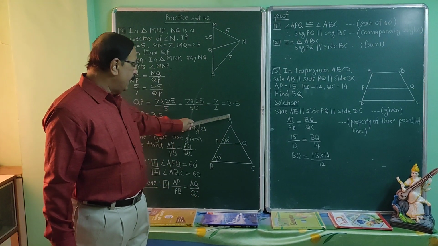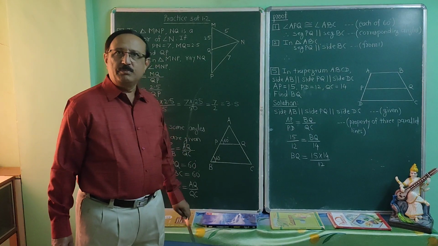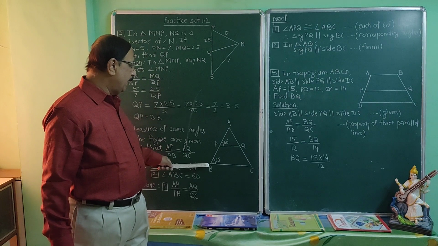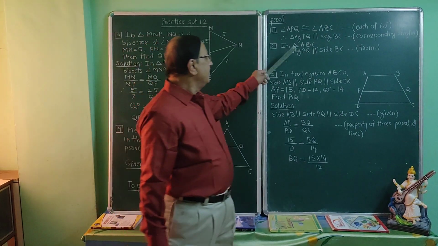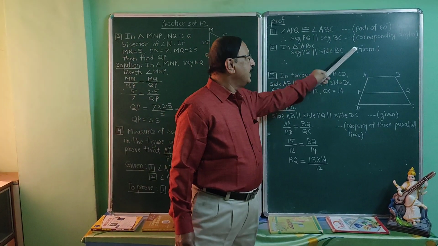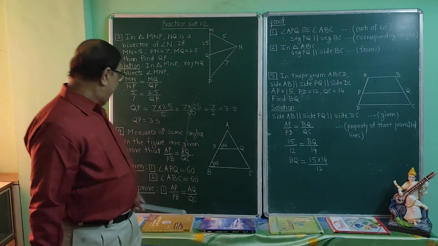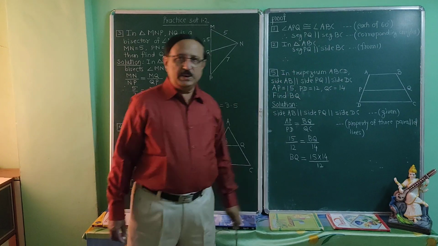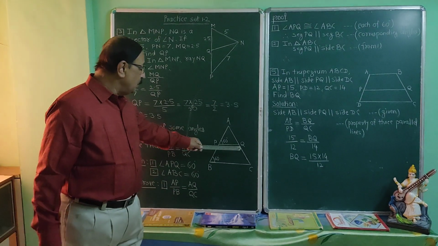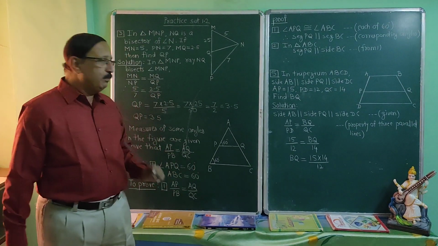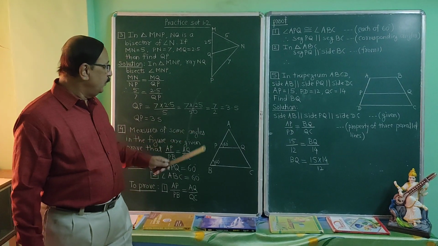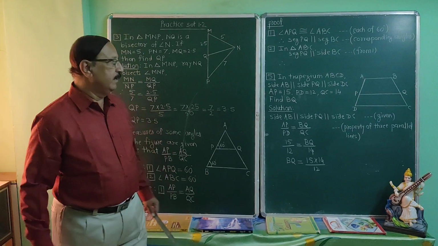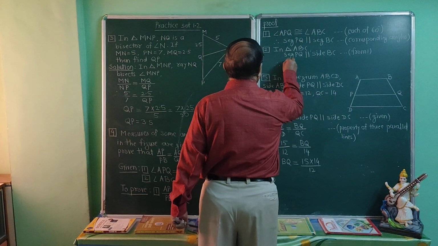Then in triangle ABC, this seg PQ is parallel to side BC. Why? This is from 1. And if this is so, then by basic proportionality theorem, we know that AP upon PB is equal to AQ upon QC.